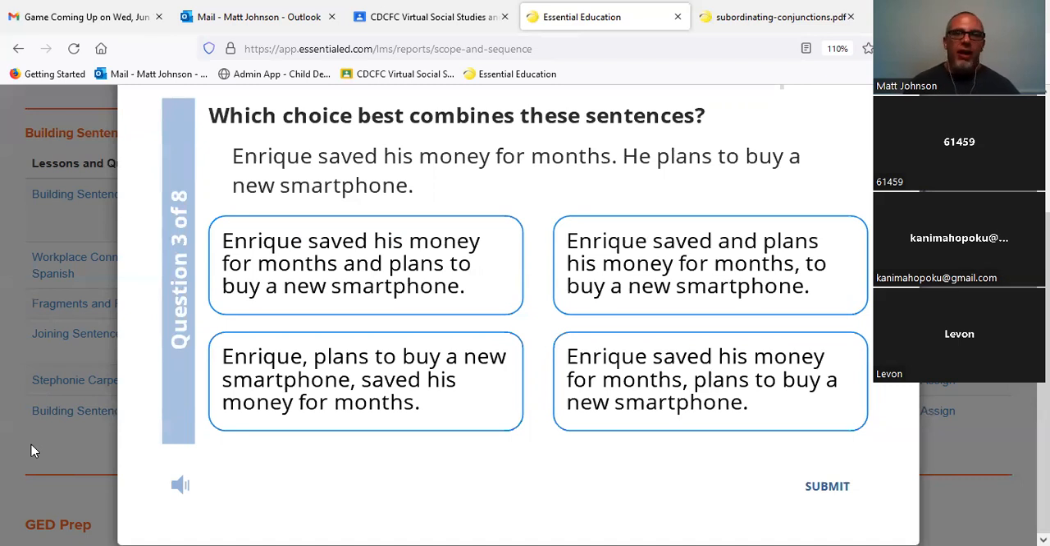So we want Enrique saved his money for months and plans to buy a new smartphone, making that one independent clause. We no longer have two independent clauses that we're combining because we're separating those verbs with and, right? Saved and plans. So Enrique saved his money for months and plans to buy a new smartphone.